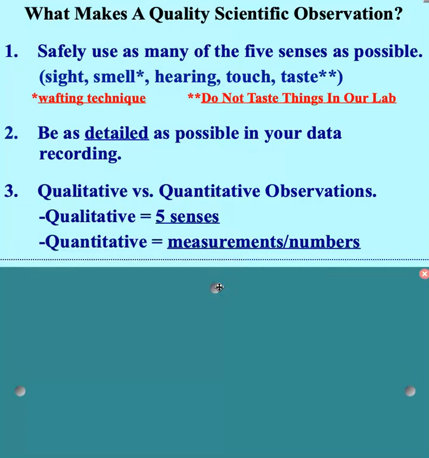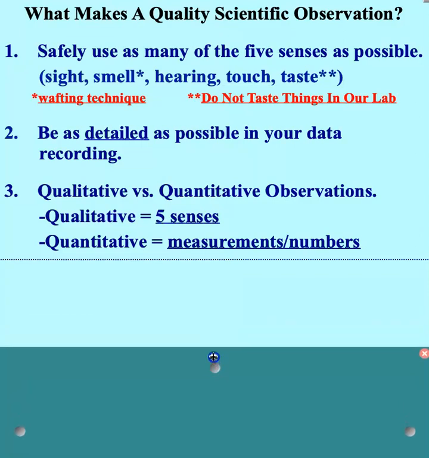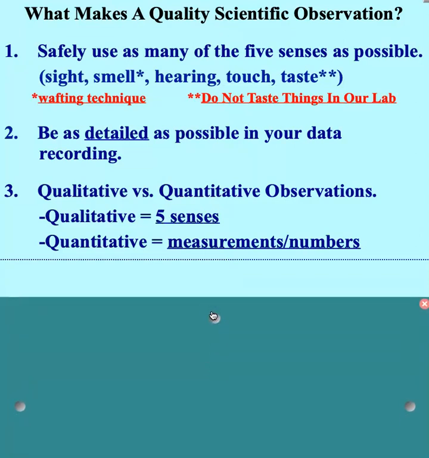Quantitative observations are using measurements in numbers, such as how many grams is the object, how fast did it fall, so using timing. So you want to make sure whenever you're using your observation skills, you always put a label with it so people understand what it is that you are doing. Any questions? If so, please ask your teacher.